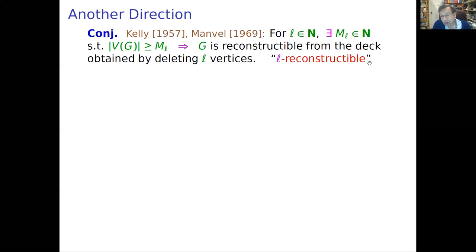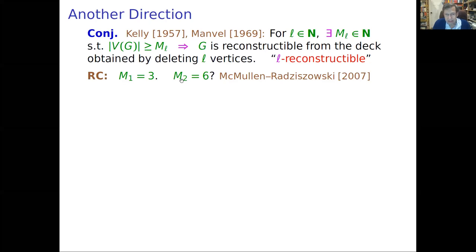And we call that being L reconstructible if you can determine the graph from the deck obtained by deleting L vertices. So the original reconstruction conjecture is just that M sub 1 is equal to 3, that when you just delete one vertex and take all those subgraphs, then if your graph has at least 3 vertices, you'll be able to reconstruct it from the deck. It's thought that M sub 2 is 6.